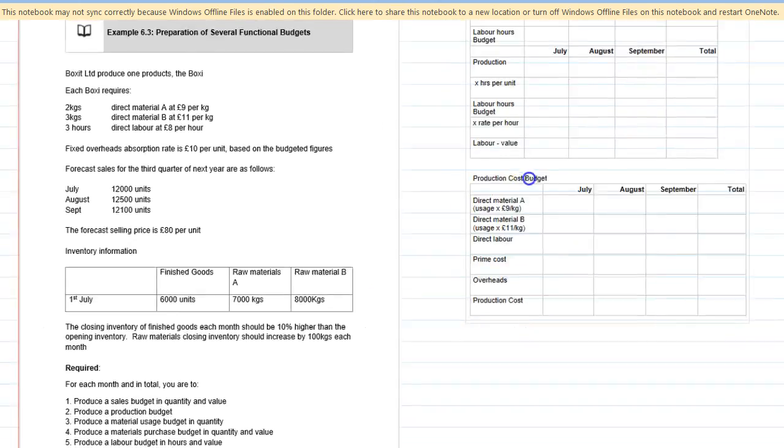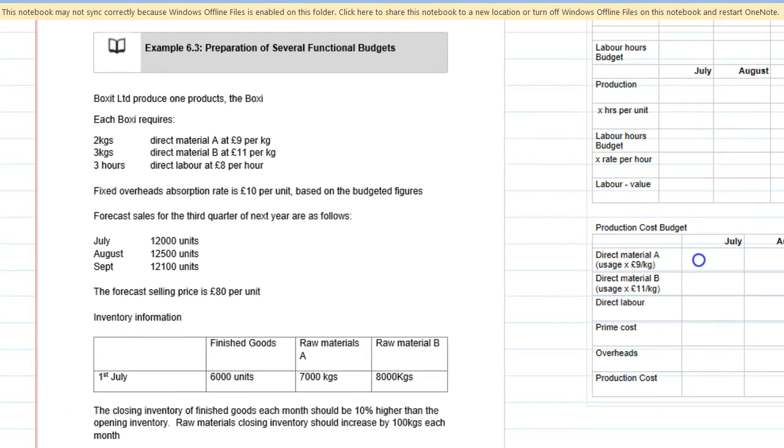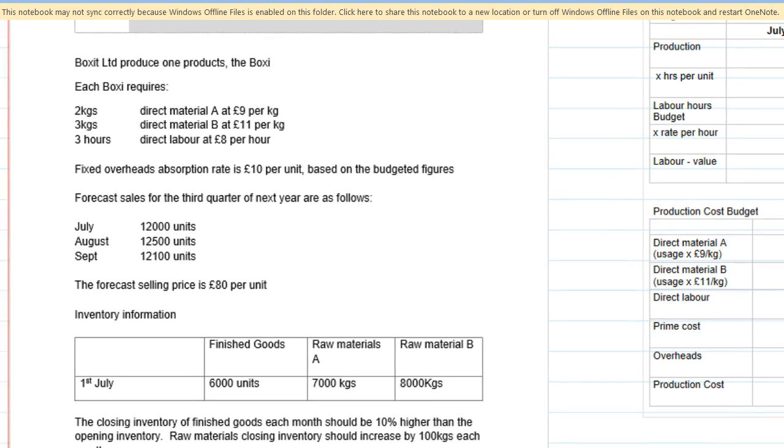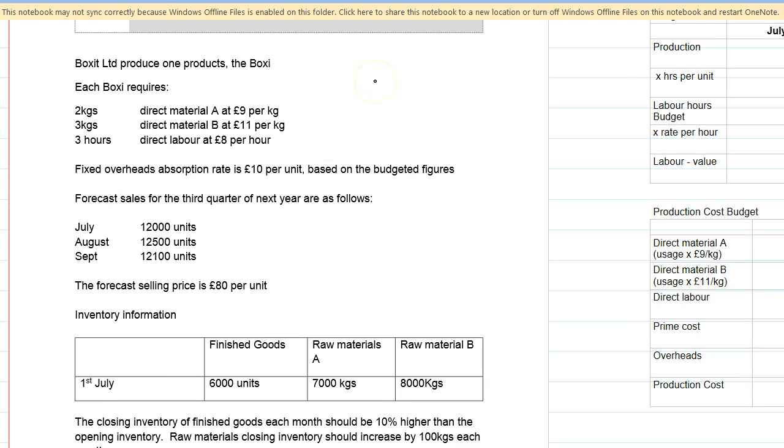In the question, we've got a lot of information that we've been given. We're looking at Blocksit Limited, producing one product, the Bloxy. We've got the information about materials and labour. Material A, material B, and direct labour is £8 an hour. Our fixed overhead absorption rate is £10 per unit.